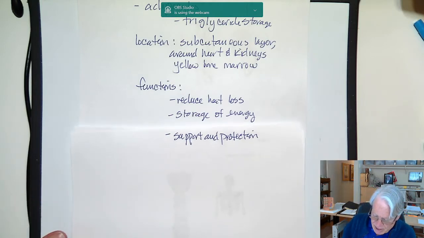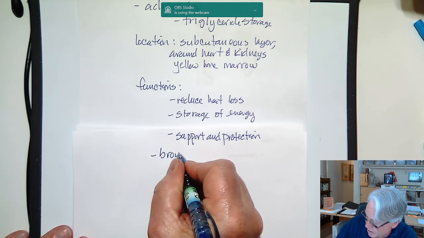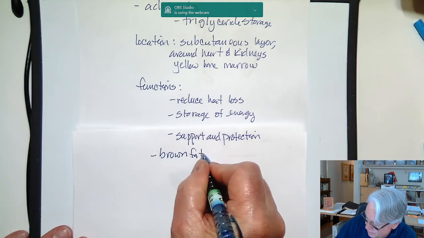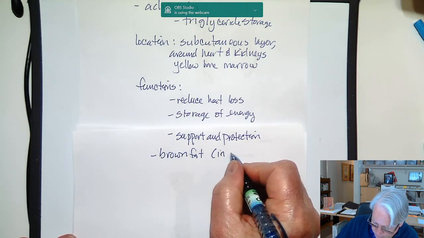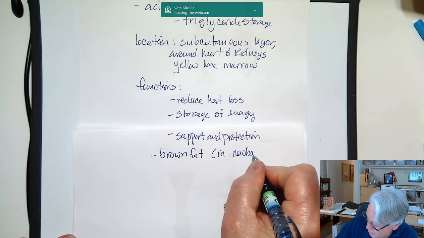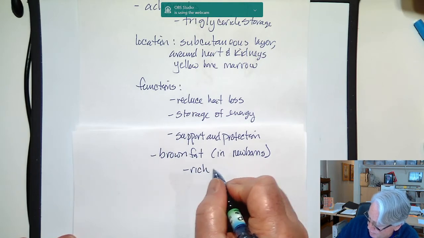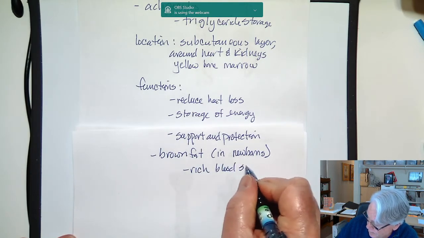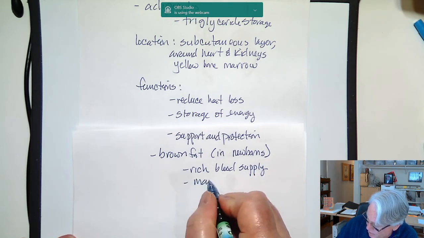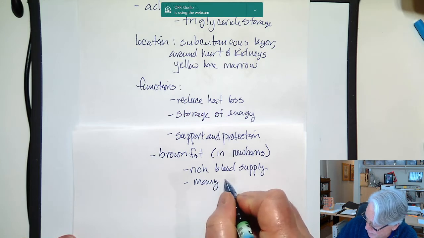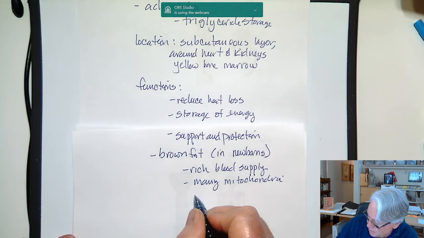There is a special type of tissue called brown fat, or adipose tissue called brown fat. This is found in newborns. It has a very rich blood supply and a lot of mitochondria, and it's for the production of heat.